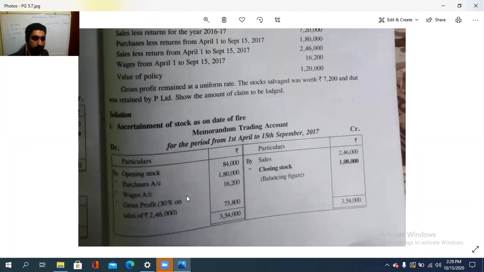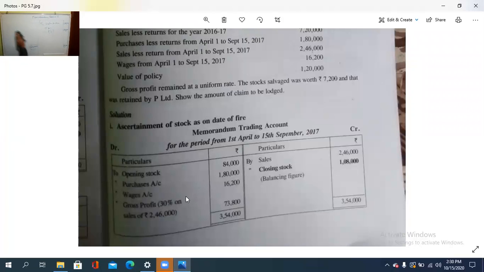So 30% of 2,46,000, that is the gross profit. 30% of sales. Okay, this 30% we use to prepare the memorandum trading account for this period. Calculate about 73,800, that is the gross profit. Then take the difference: the total 3,54,000 minus 2,46,000 is 1,08,000. Here 1,08,000 is the closing stock value.